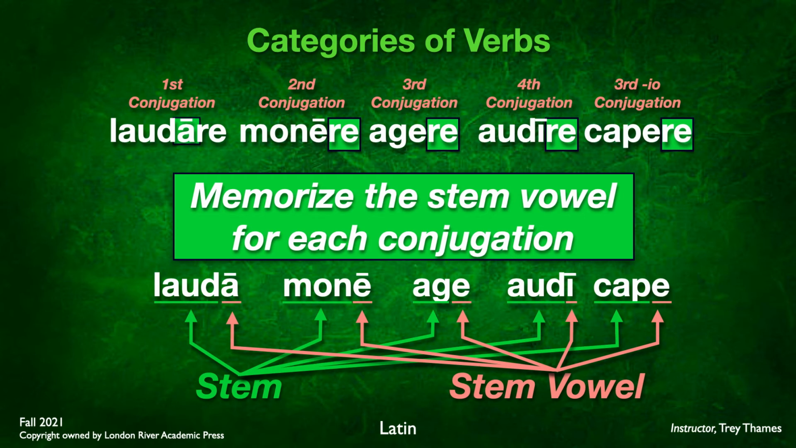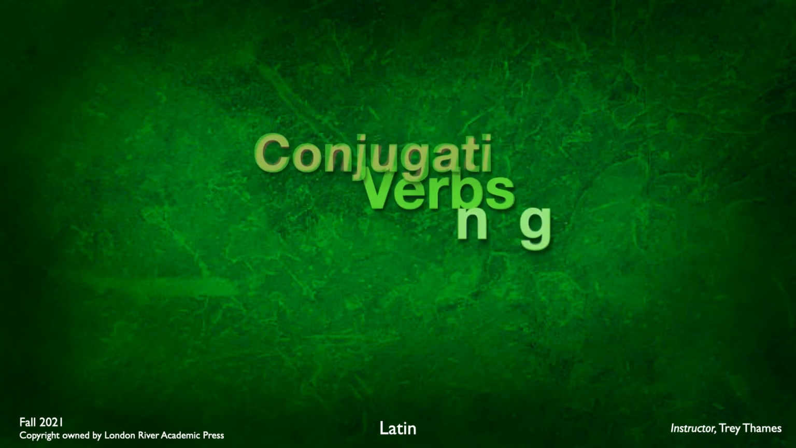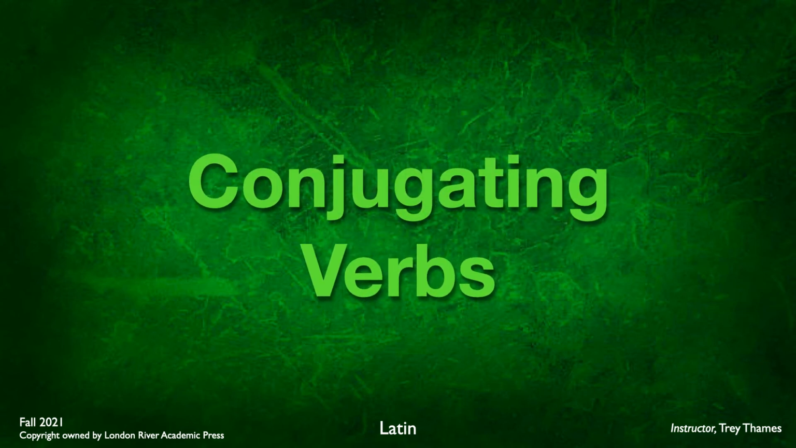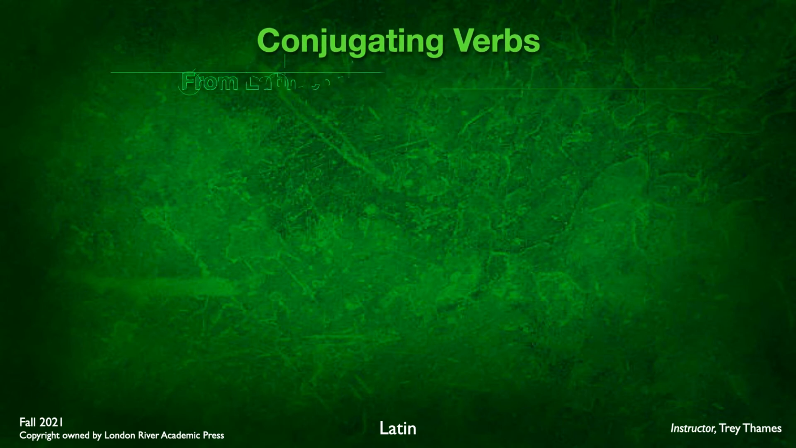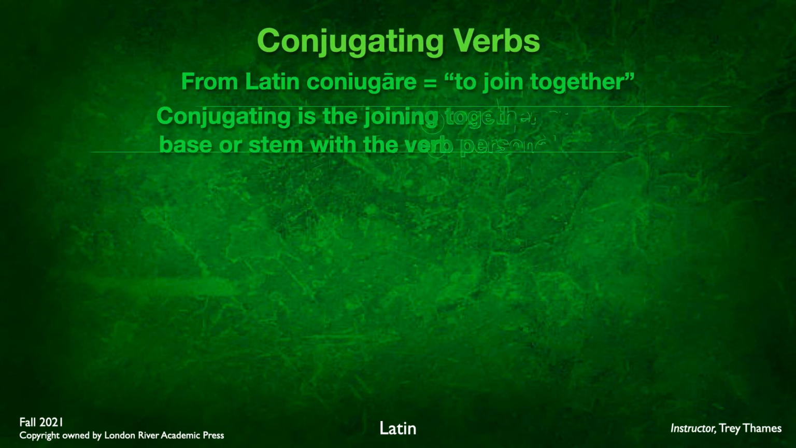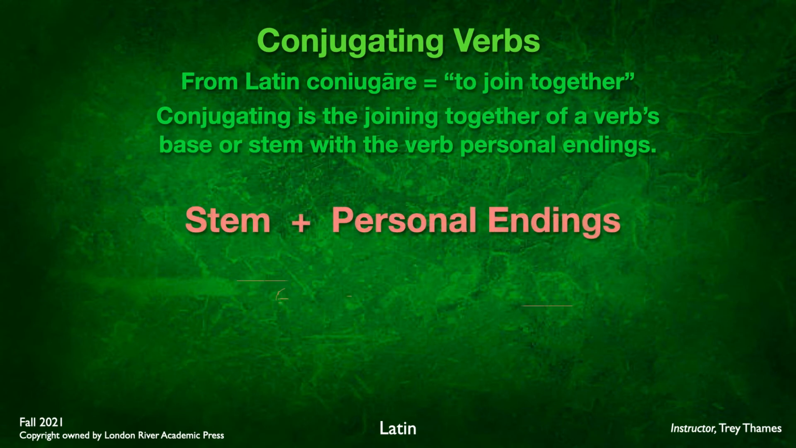Oh, I should have been saying that while I was running through here. Long A, there it is. Long E, short E, long I, and short E. And that is important because we need to know how to conjugate a verb. Well, what is conjugating a verb? Conjugating a verb is to take a verb's base or stem and add the verb personal endings.